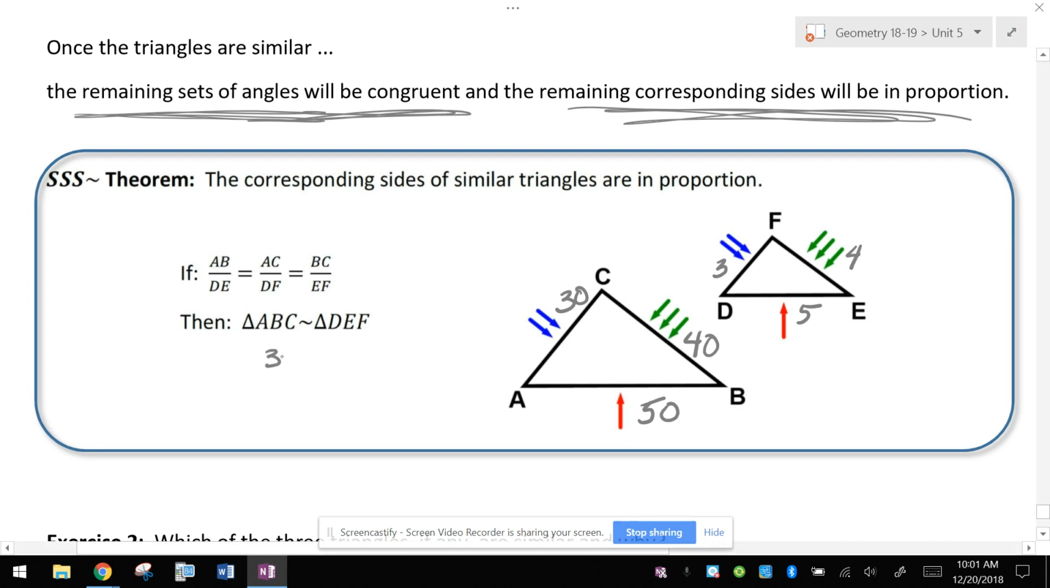So if I can show that 30 over 3 equals 40 over 4 equals 50 over 5, that would be SSS similarity because the three pairs of sides shrank by the same amount. So that's 1/10 the size. Yep, this is SSS similarity. Okay, so if two triangles have all the sides marked and you recognize that all the sides got multiplied or divided by the same thing, those triangles are similar too.